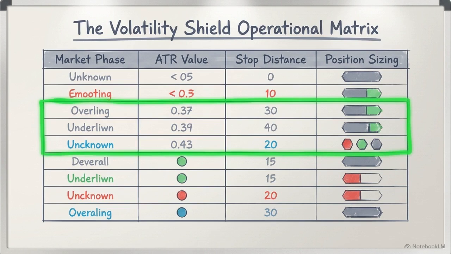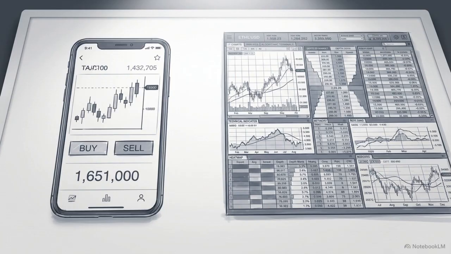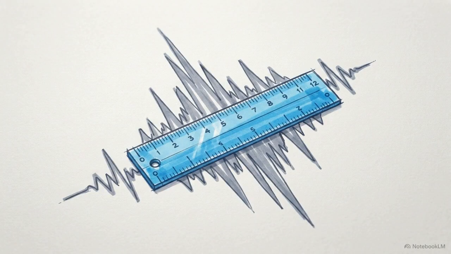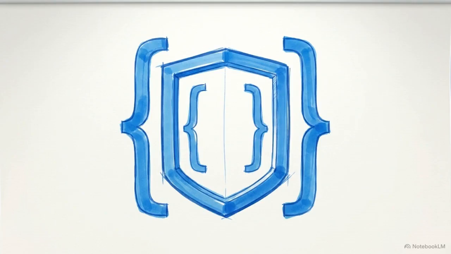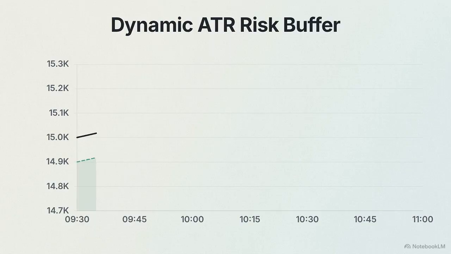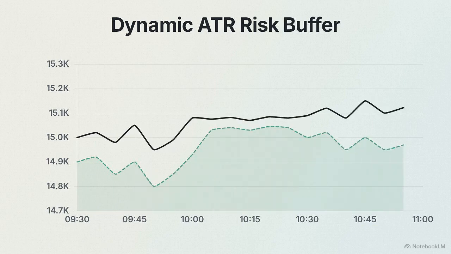This table is the Volatility Shield operational matrix. Take a screenshot of these distinct market phases, ATR values, and position sizing rules right now to ensure immediate repetition on your next session. Professional trading requires moving beyond arbitrary fixed expectations. You must measure the true volatility, calculate your shield, and adjust your payload to match the market's fluid energy with mathematically calibrated risk parameters.